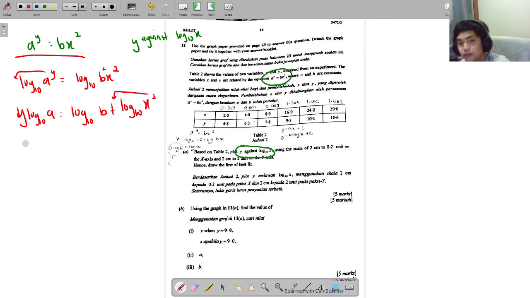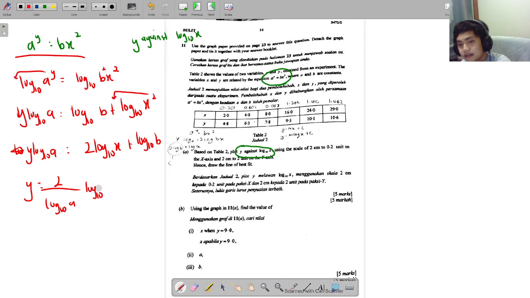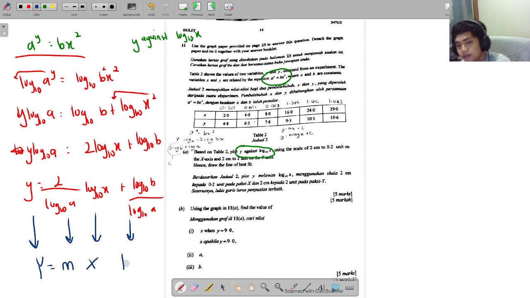The square I can move to the front. So now it's y log 10a equals 2 log 10x plus log 10b. To make y the subject, I divide everything by log 10a. So it's 2 over log 10a times log 10x, plus log 10b over log 10a. I write it like this because I want to linearize the equation so it matches the form y equals mx plus c. So this will be a straight line when you're done.